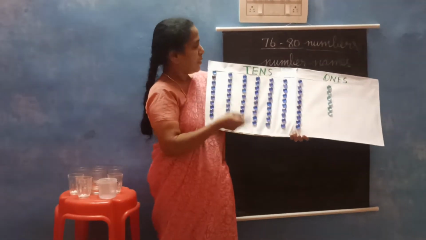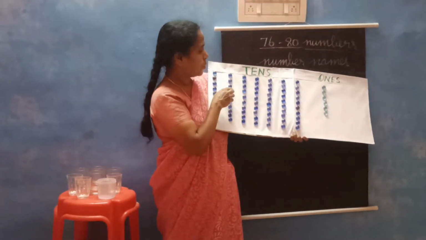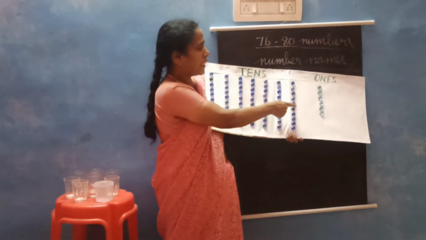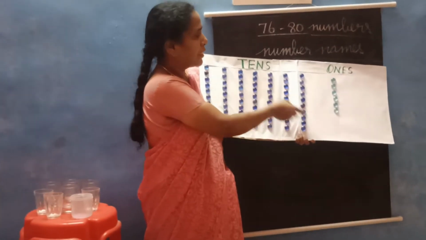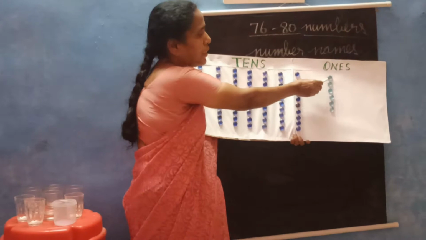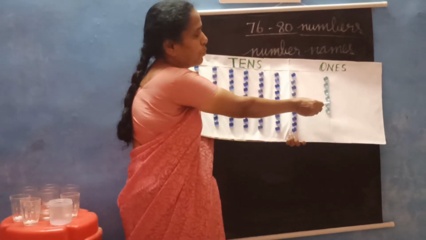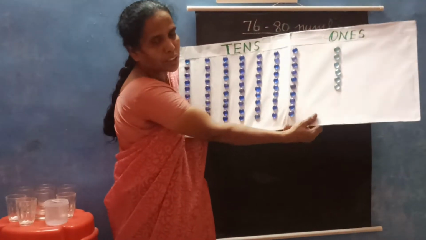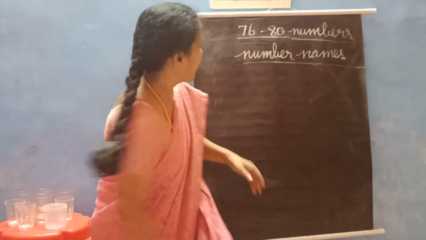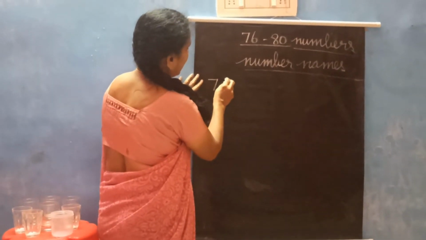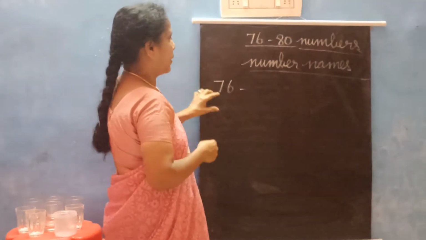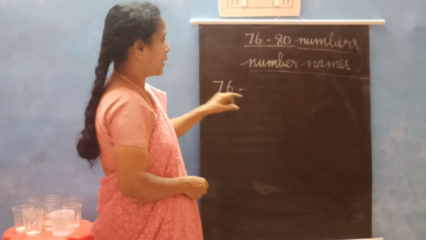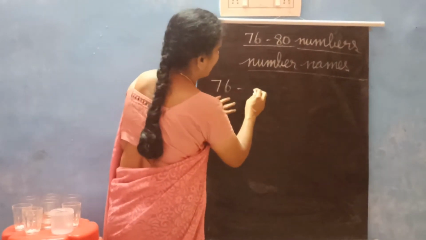Okay, how many tens are here? 1 ten, 2 tens, 3 tens, 4 tens, 5 tens, 6 tens, 7 tens. How many tens are there? 7 tens. In the ones place, how many ones are there? 1, 2, 3, 4, 5, 6. 6 ones. 7 tens, 6 ones. This number is 76. 7 tens, 6 ones, 76.